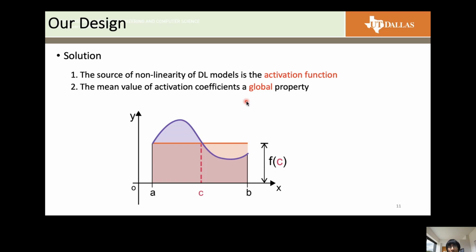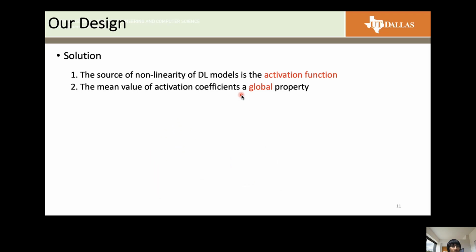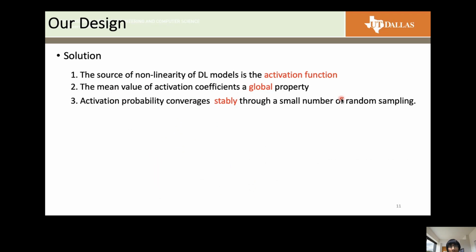We have mathematically proved that the mean value of identification coefficients could be calculated through the activation probability, and the activation probability is a stable and global property of neural networks, which could be estimated through Monte Carlo sampling.